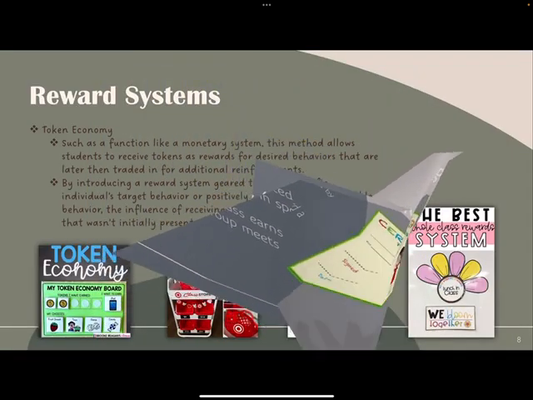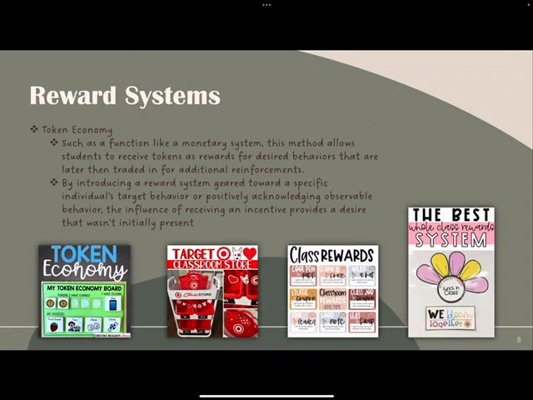Now, the next slide gives a couple of examples of these, which I actually pulled from some of our discussions because I was very interested in them. Token economy is a very popular reward system that basically allows students to receive tokens as rewards for desired behaviors that are later traded in for additional reinforcements. By doing this, it specifically targets individual behavior or positively acknowledges observable behavior or the influence of receiving an incentive. It provides a desire that wasn't initially present. Therefore, it's adding something in to influence students or motivate them to accomplish something.